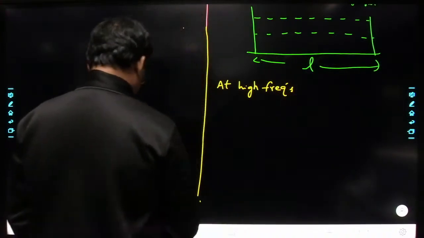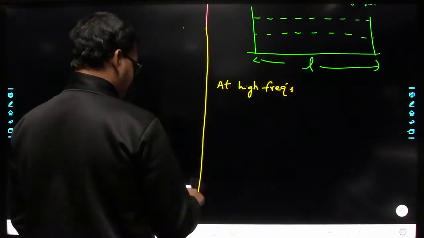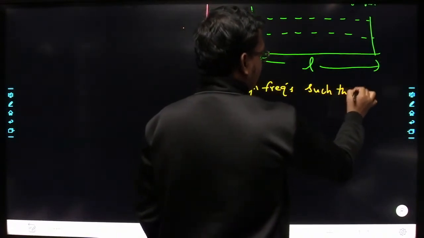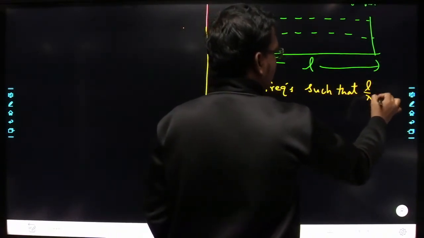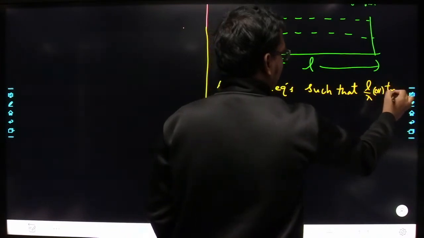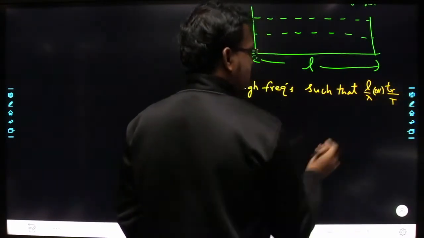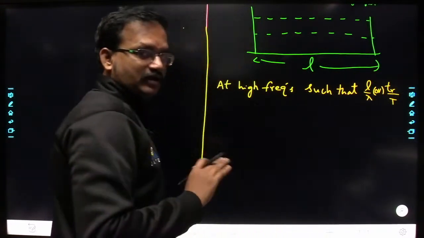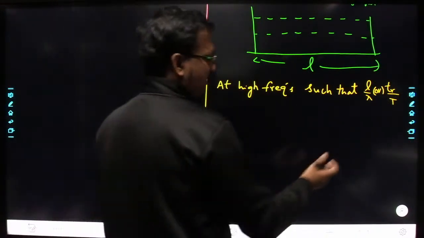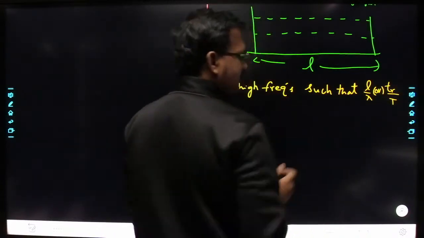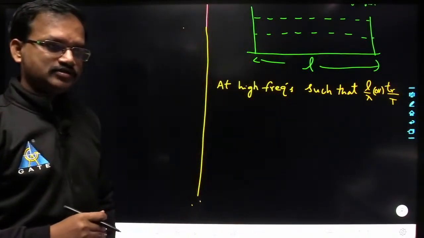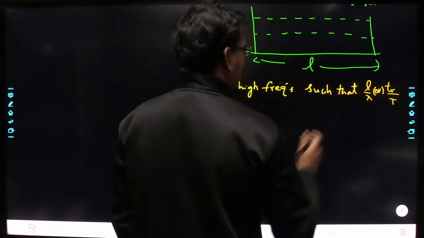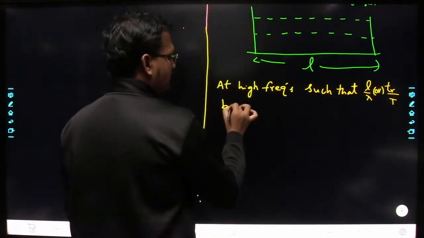That's it. At high frequencies, what do you mean by high frequencies here? At high frequencies such that L by lambda ratio or TR by T ratio. L represents the length of the transmission line, lambda represents the wavelength of the signal. Understood? And TR is the transit time and capital T is the time period of the signal. Right? So at high frequencies such that L by lambda ratio or TR by T ratio becomes significant.